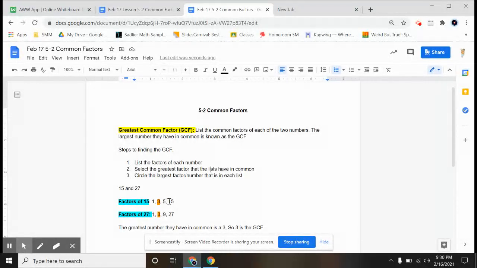3 times 5, that would give me 15. Is there anything else? I don't think so. So those are all of the factors for 15. And notice how I wrote them in order. We learned this yesterday, from the smallest number to the largest number.